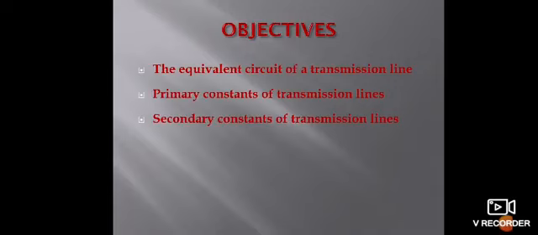So basically, the parameters of a transmission line are divided into two parts, called primary constants and secondary constants. Based on the parameters of transmission lines, the division is into primary constants and secondary constants.